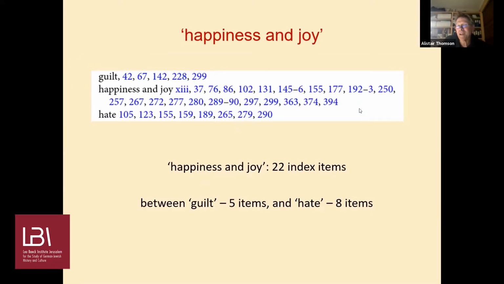Let me start briefly, and I'll talk a little bit about happiness and joy, which is one of the index items. You can see there that happiness and joy had 22 index items in the book, and that it was between the emotion of guilt, which had 5 items, and the emotion of hate, which had 8 items. And this is just in the book, not in the whole interview collection.